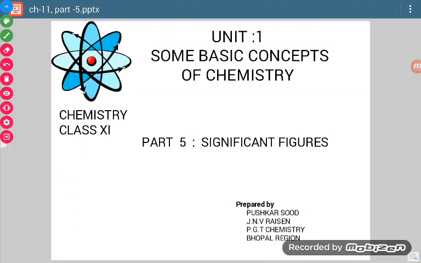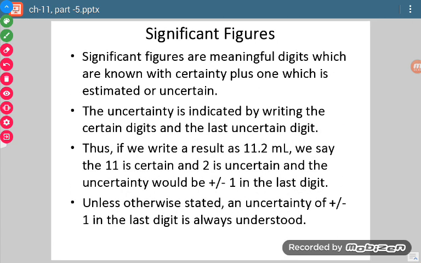So today we are going to discuss another portion of the first unit. The topic is significant figures. Now first of all, let us define this. Significant figures are meaningful digits which are known with certainty plus one which is estimated or uncertain. So whenever there is any observation with us, there will be the presence of one uncertain or estimated number also.